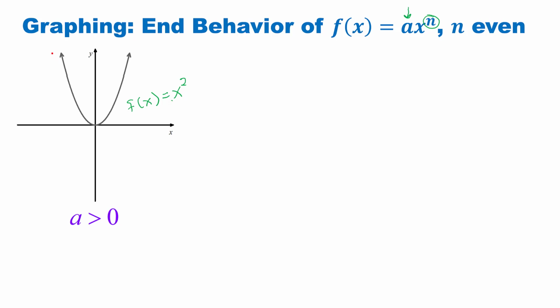So as we're approaching negative infinity for x values, as we go to the left in the x direction, our graph goes up, right? So as we go left, our graph goes up. What happens as we go to the right? As we go right, our graph also goes up.